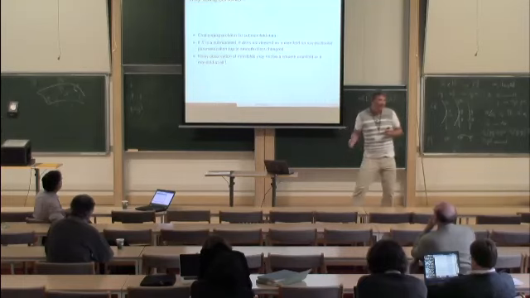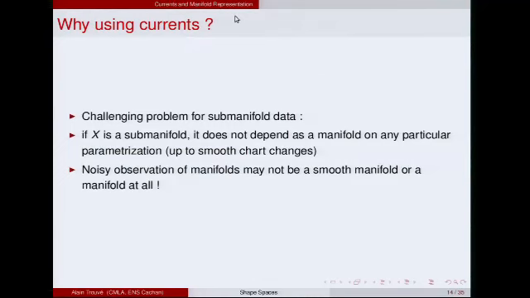So we can act on points, we can act on images, we can act on many things, but we can displace manifolds. But if I want to do this for real, there is a challenging problem for some manifold data: a manifold is not just a surface. It's something which is independent of any specific parameterization.